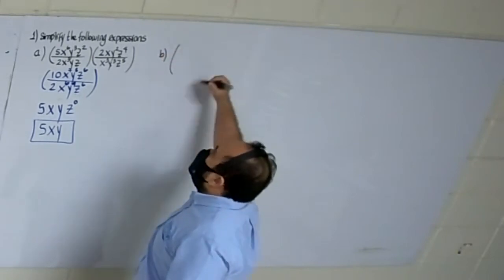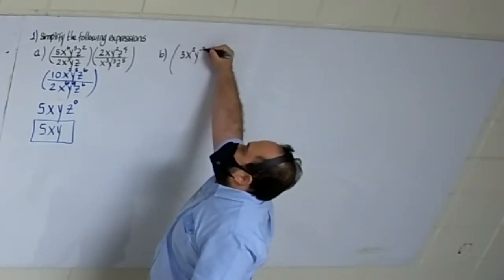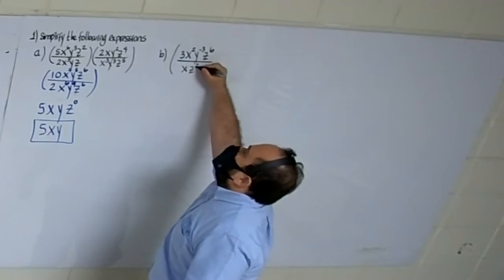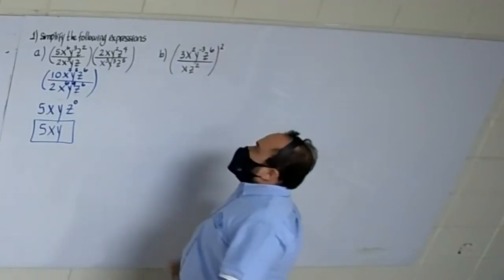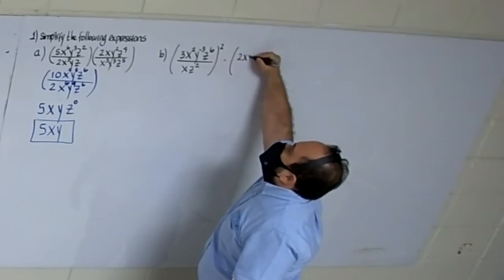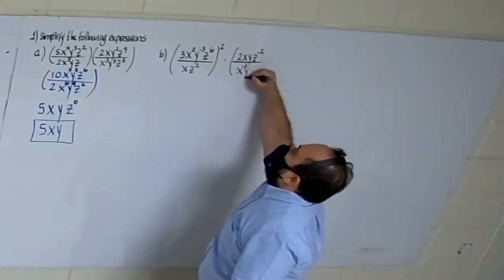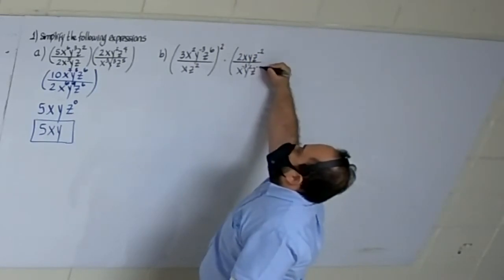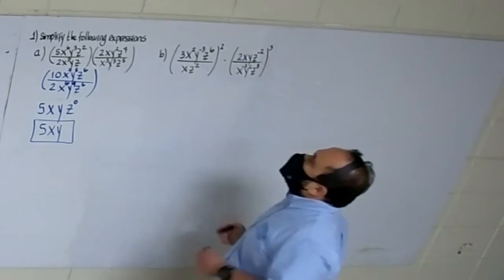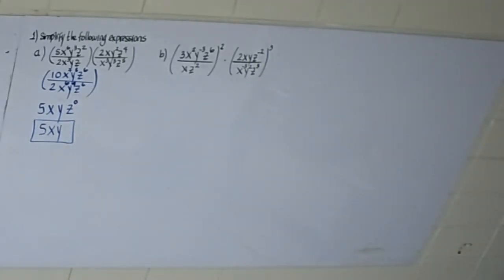Another example. Letter B. We have 3x 2y negative third power over 6 x z at the 2 power, elevated at the second power, multiplying by 2x y z at the negative 2 over x at the negative 3 y 2 z at the third power, elevated 3. We are creating a new one, right?